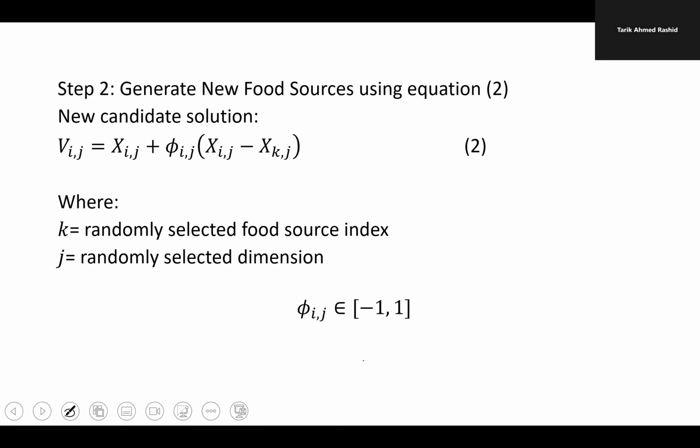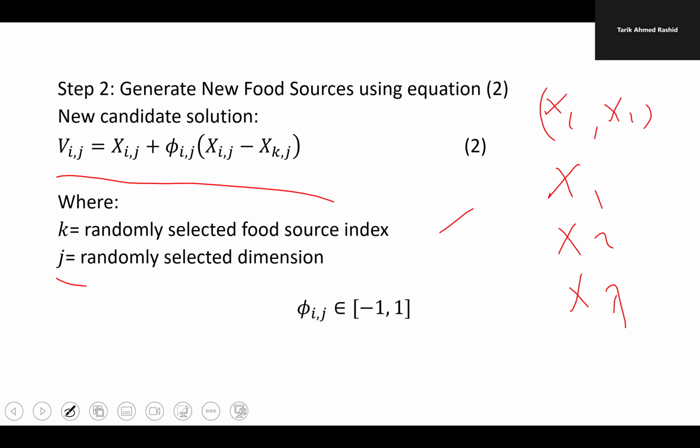Now, step two, we generate new food sources using equation two. This is equation two. Here K is the index of the food sources. We have three food sources, x1, x2, x3. And J is the dimension, either x1 or x2. And phi is a random number between -1 and 1 in each food source.